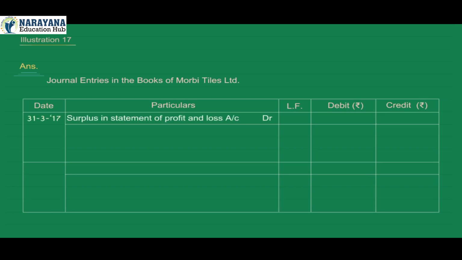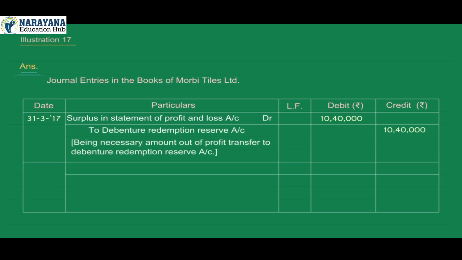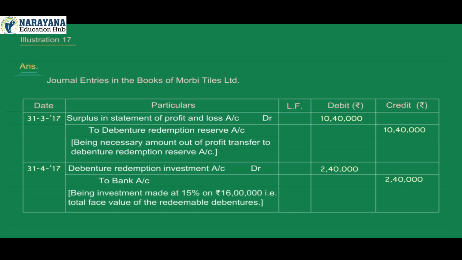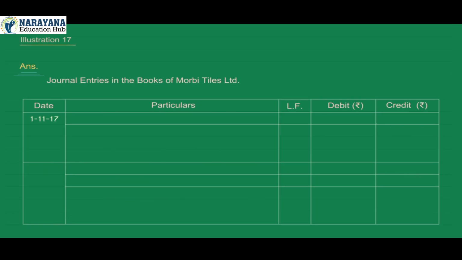31st March 2017. Surplus in statement of profit and loss account debit 10,40,000 to debenture redemption reserve account credit 10,40,000. Being necessary amount out of profit transferred to debenture redemption reserve account. 30th April 2017. Debenture redemption investment account debit 2,40,000 to bank account credit 2,40,000. Being investment made at 15% on Rs 16 lakh, that is total face value of the redeemable debentures.